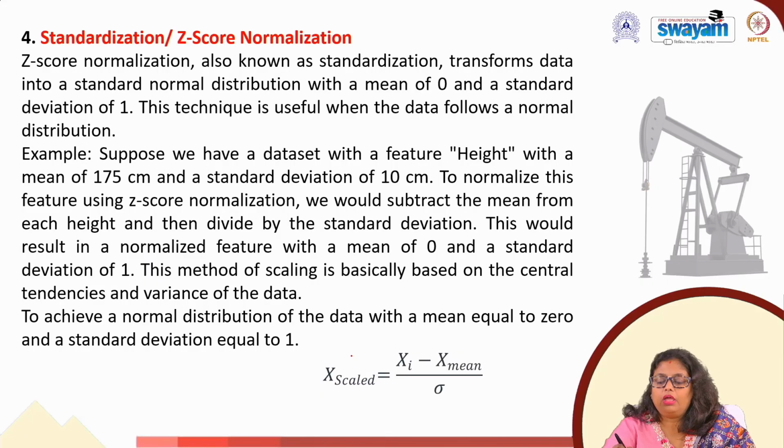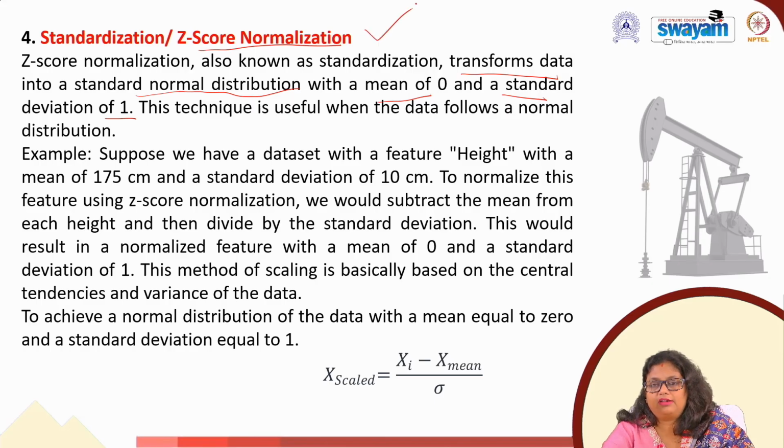So this is the mean normalization we talk about. Next we have the standardization, or Z-score normalization. We call this Z-score normalization, or we may call it standardization as well. It transforms data into a standard normal distribution with a mean of 0 and a standard deviation of 1. Previously that was not the case, but when we talk about standardization or Z-score normalization, it is with mean 0 and standard deviation of 1.